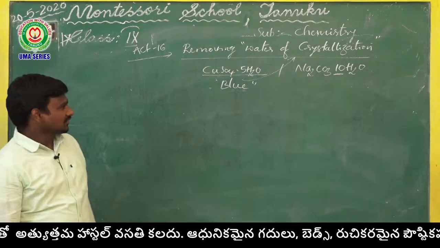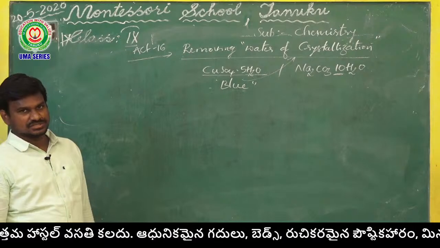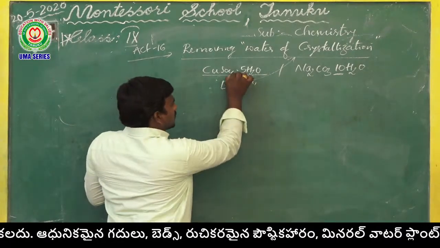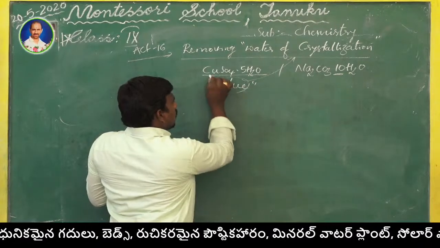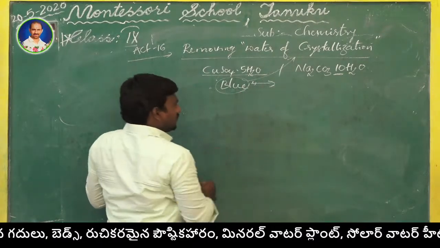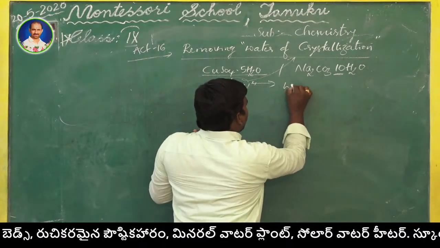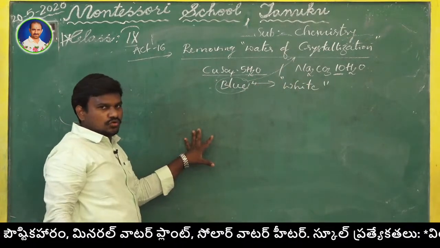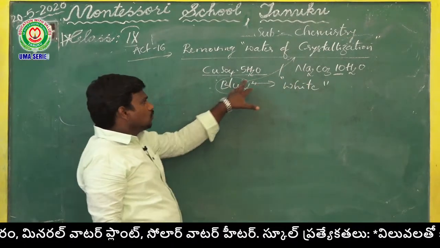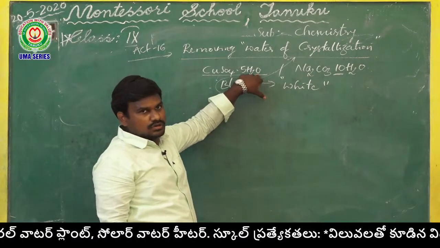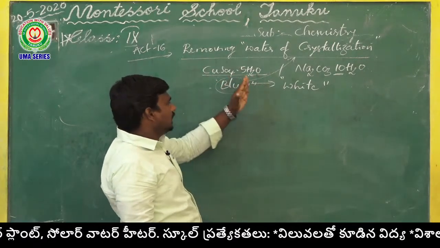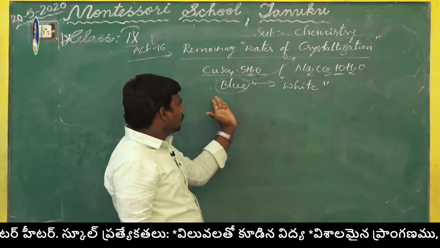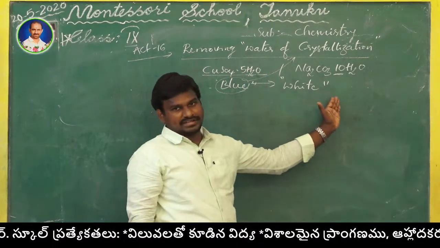So in this activity, on heating of copper sulfate crystals, what is the color of copper sulfate crystals? Blue color. On heating, blue color copper sulfate crystals change to white color. That means the water molecules are evaporated from the copper sulfate on heating, so the blue color changes to white color.